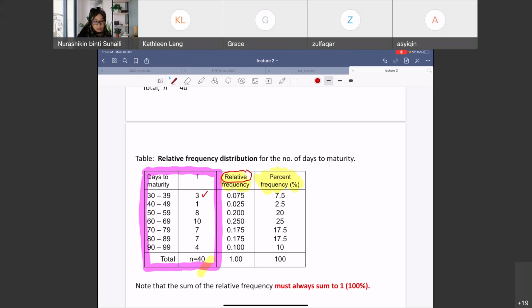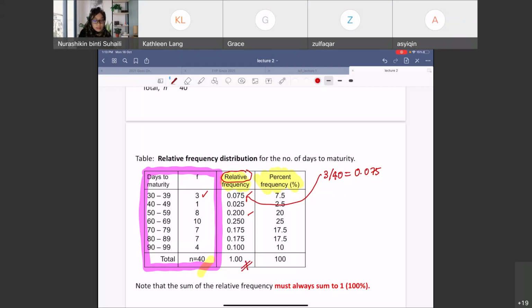So when we say relative frequency, we find 3 divided by the total frequency, which will give you the value of 0.075. You do the same for the rest. For example, 1 divided by 40, you get this; 8 divided by 40, you get this. To know whether it's correct or not, the total value should be 1.